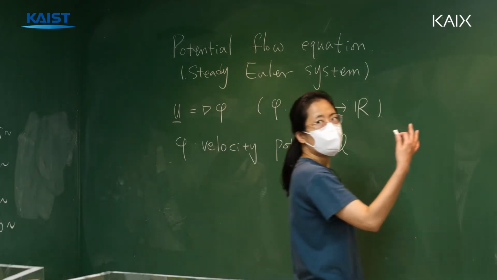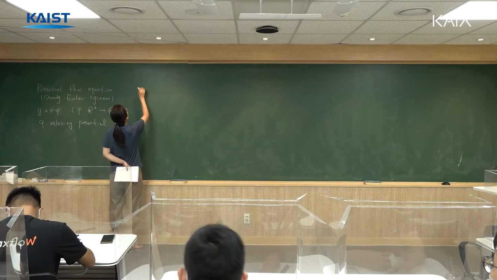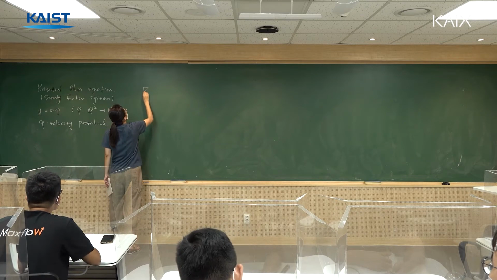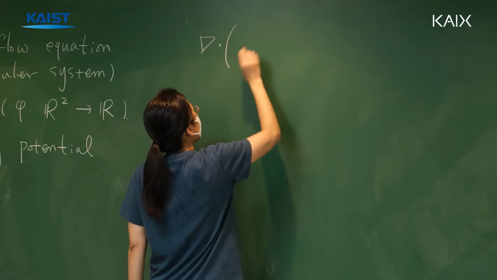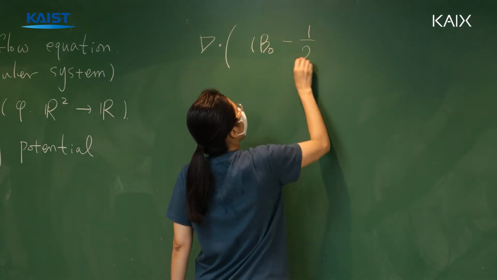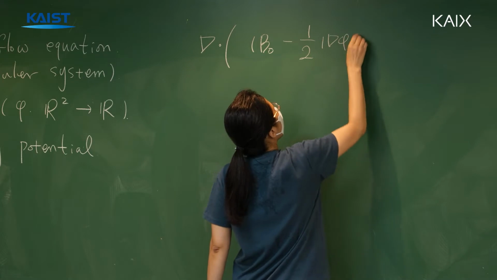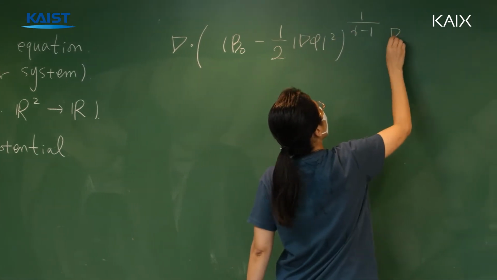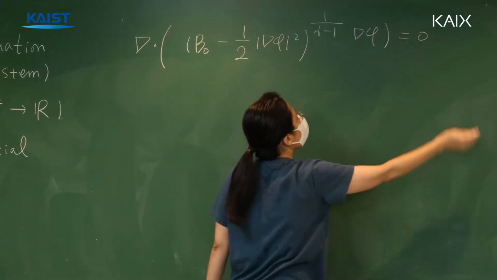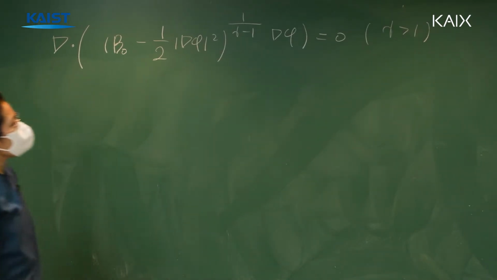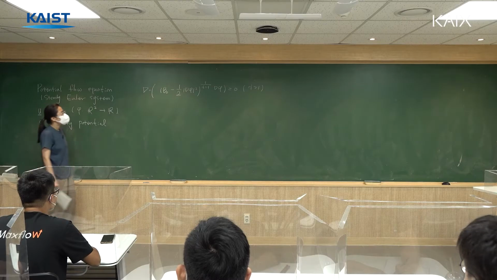Now we can finally write down the potential flow equation in the following form. We have the divergence of B0, which is the Bernoulli constant, minus 1/2 |grad phi|^2, to the power 1 over gamma minus 1, times grad phi, equal to 0. Here gamma is a constant given from the problem, physically called the adiabatic exponent. That is the equation that we derived yesterday.